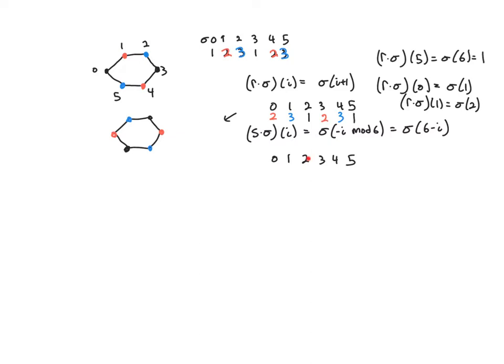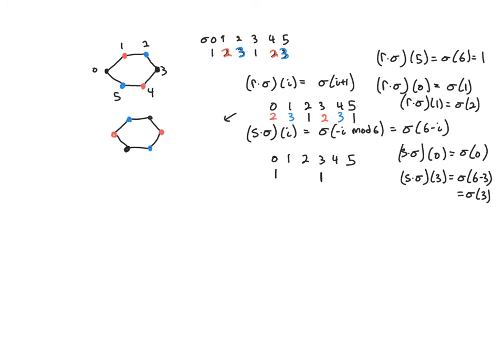So now we look at this other calculation. Notice that sigma of 6 minus 0 is sigma of 0. So s dot sigma of 0 is just sigma of 0, which is 1. The same thing's going to happen at s dot sigma of 3. Sigma of 6 minus 3, which is still 3, sigma of 3. Sigma of 3 was 1, so those two stay the same.